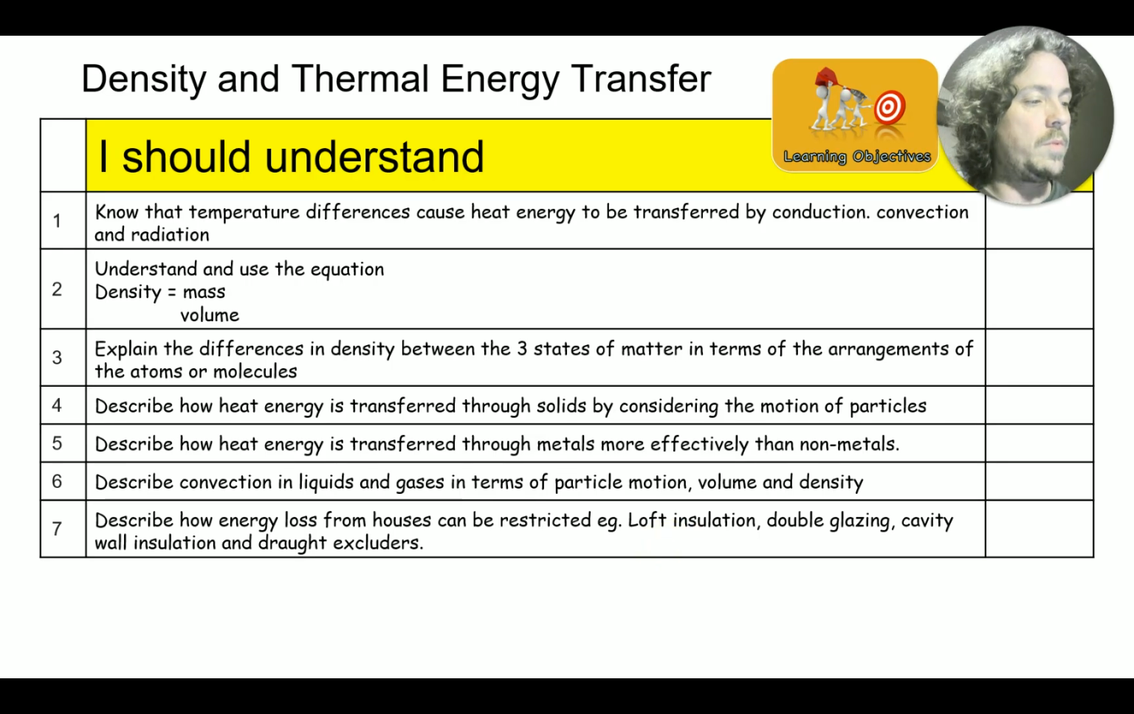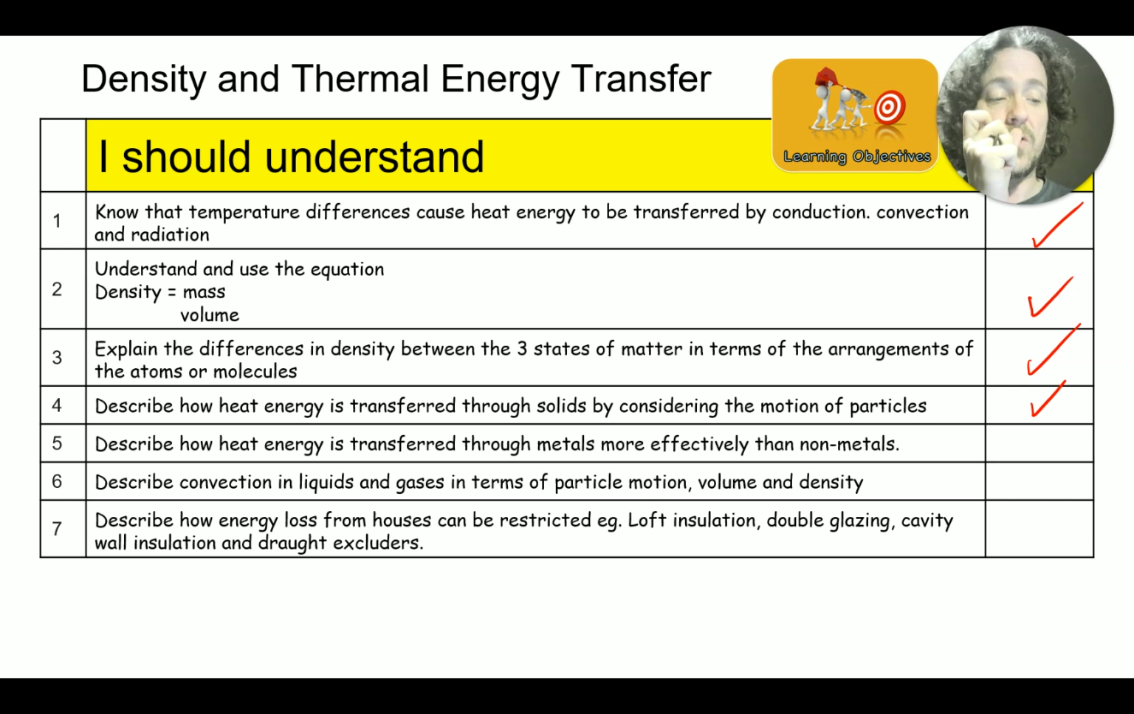Right, so we've done this guy. Difference in the three states of matter, yes, in terms of the arrangement of atoms or molecules. Now we're on to describe how heat energy is transferred through solids by considering the motion of particles. Done that. Describe how heat energy is transferred through metals more effectively than non-metals. Done that. We're cooking on gas here. And then describe convection currents in liquids and gases in terms of particle motion, volume, and density.